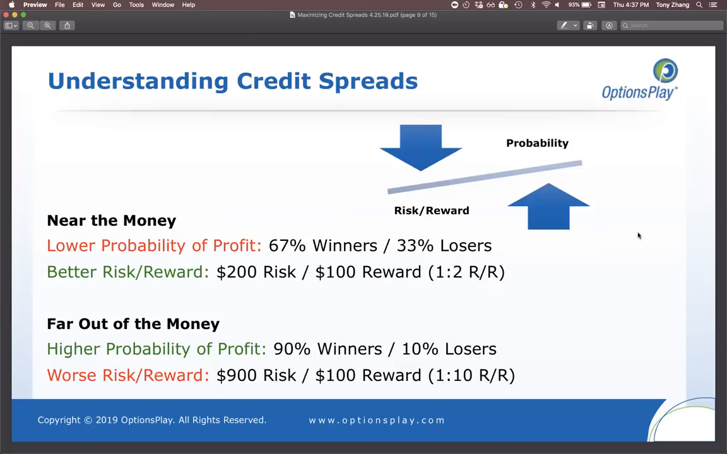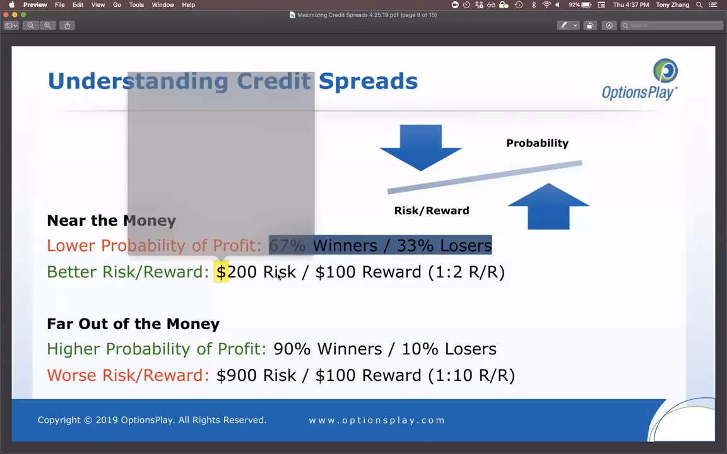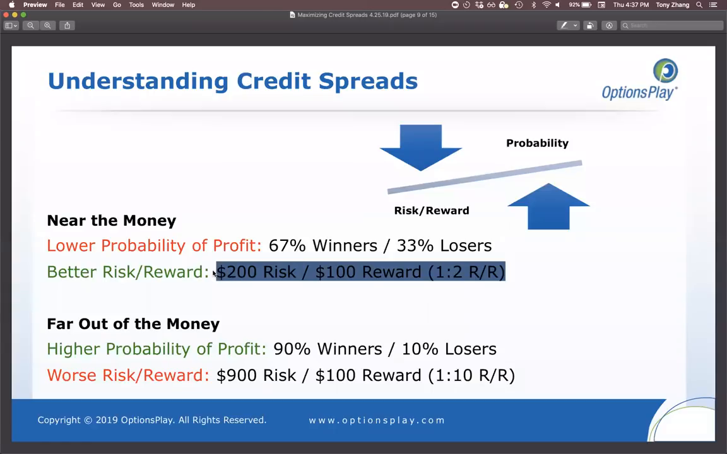The extremes that you typically find when selling credit spreads: when you're selling credit spreads near the current price, so strike prices near the current price of the stock, you're going to see much lower probability of profits. Usually 60 to 70%, I would say, is average when you're selling a near the money credit spread. But with that, you're going to get a pretty good risk to reward. You're typically risking about $200 to make roughly $100 in income.